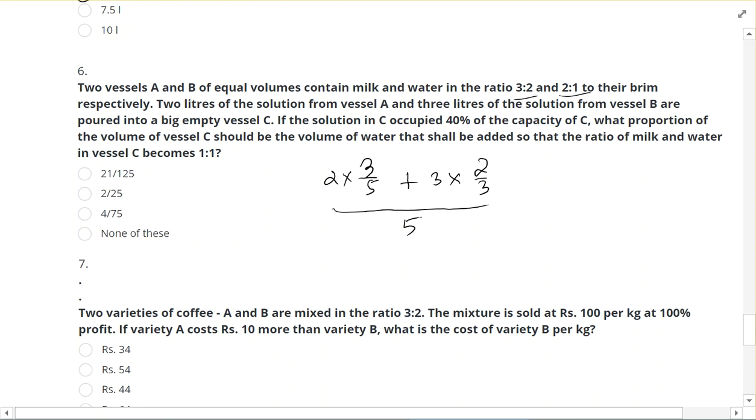Now, if the solution in C occupied 40% of the capacity of C, what proportion of the volume of vessel C should be the volume of water that shall be added, so that the ratio, okay, that will be discussed later. At first we'll determine what proportion of milk is there in the poured solution in the vessel C. So it is 6 by 5 plus 6 by 3 by 5.